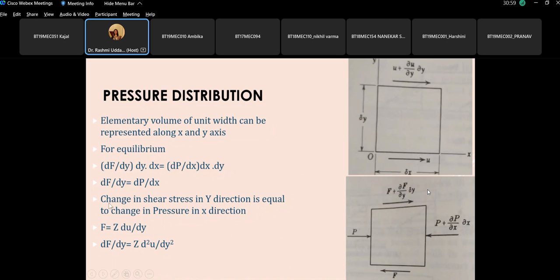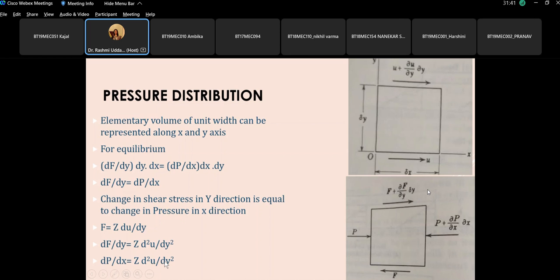But we know that the shear force is proportional to the velocity gradient, and so by formula F is equal to Z, which is viscosity, into del U by del Y. If I differentiate it further with respect to Y, then del F by del Y is Z into the second derivative of the velocity U. And so this can also be written as del P by del X is equal to Z times the second derivative of velocity.